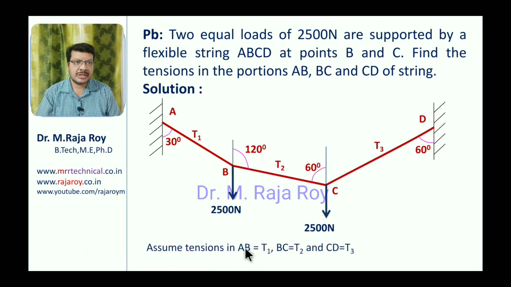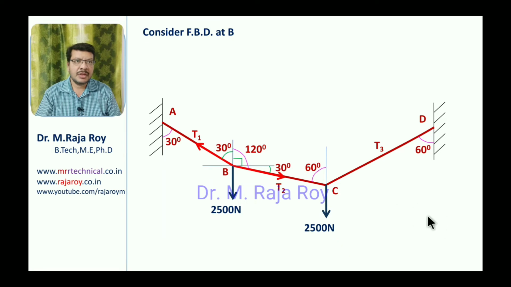Assume tensions in between AB is T1, BC is T2, CD is T3. Okay. Next, now consider the free body diagram at B and C points only. Don't take the free body diagram at A and D because we have only two equilibrium equations, that is sigma x and sigma y. Suppose if you take point B, you will get unknown T1 and T2, two unknowns. We have two equations, two unknowns, we can solve the problem.